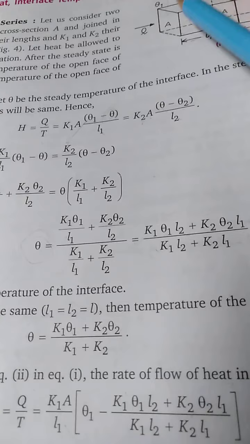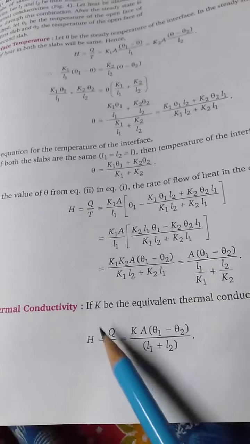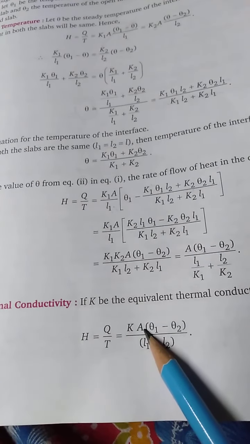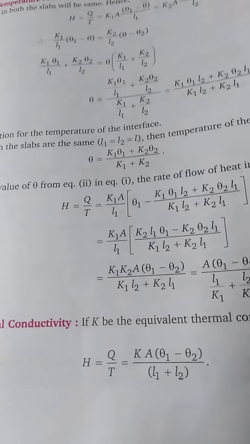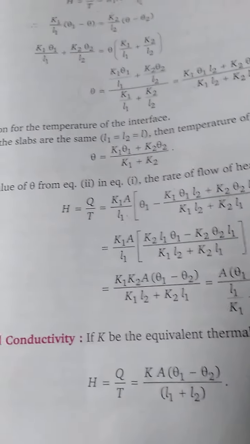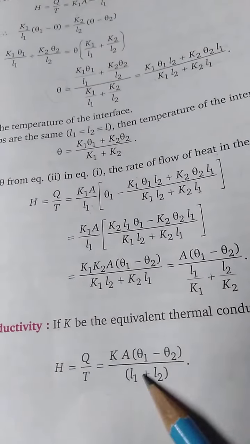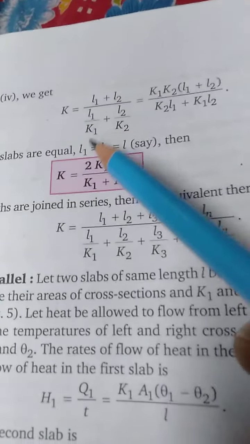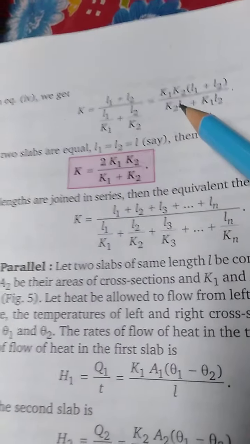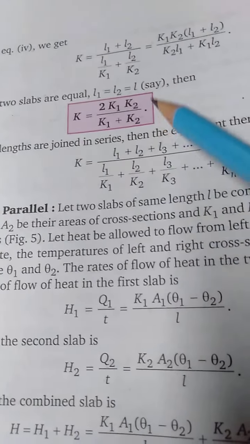Now see, suppose let us consider that this is a single slab whose thermal conductivity is K, and this is the initial temperature and this is the final temperature. So in that case the Q by T will be KA, where K is the equivalent thermal conductivity, by L1 plus L2. Now this is also Q by T and this is also Q by T. So if we equate these two expressions, then we get the value of K this way. By equating the two equations, this is the expression for K.